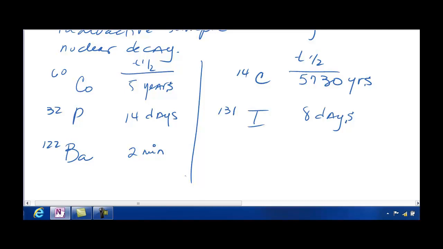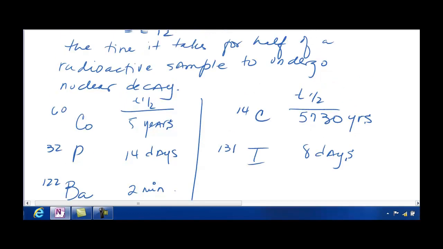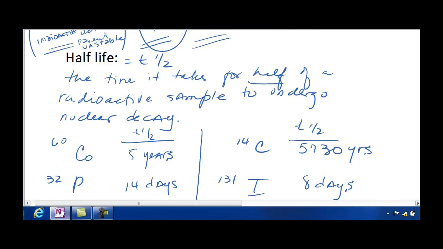If I start with 80 grams of barium 122, and it is 1:30 in the afternoon, at 1:32, do I still have 80 grams? Nope, I don't think so. I have what? Half of it. It's the amount of time that it takes for half of it to decompose.